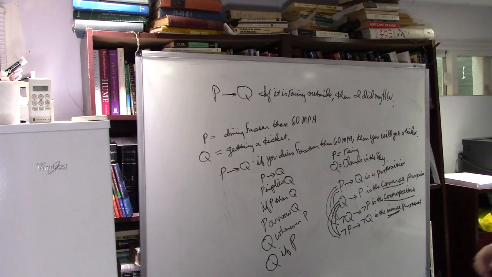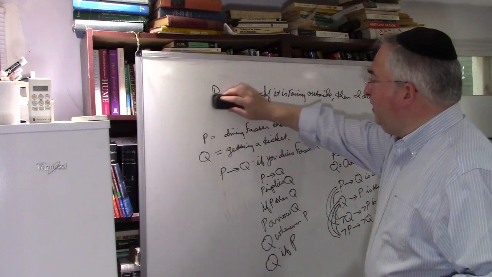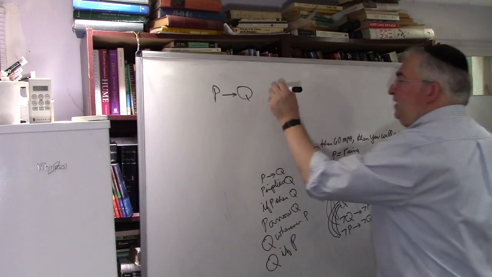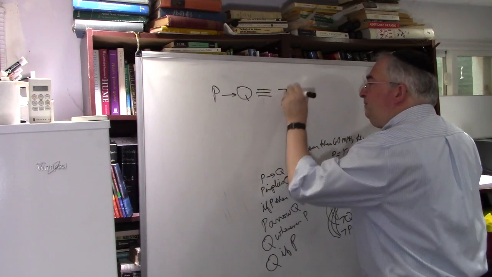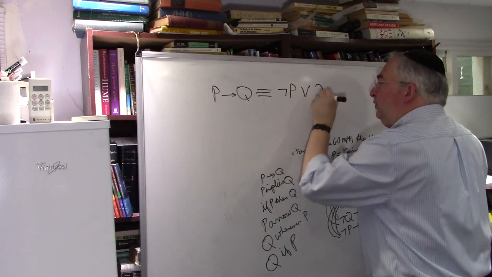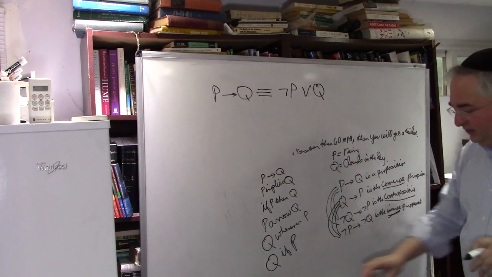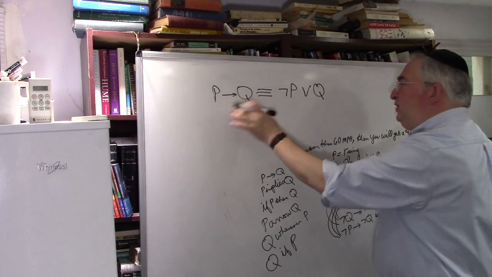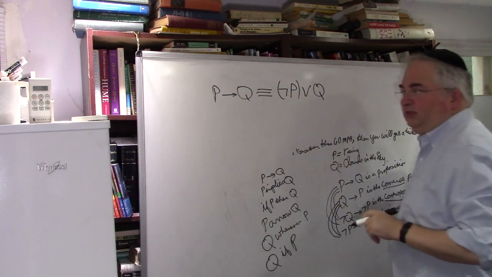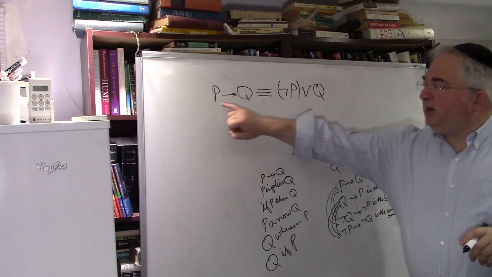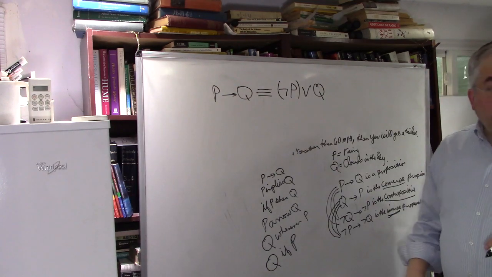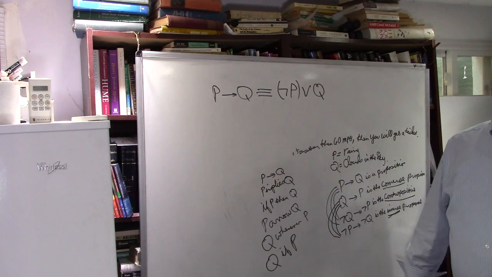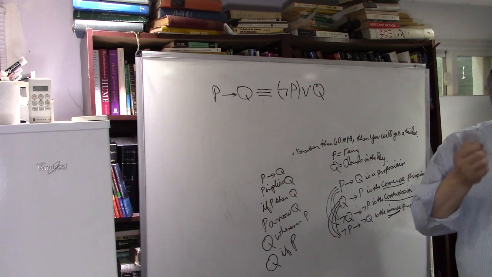I want to show you something else. Namely, you can write P arrow Q also as not P or Q. Okay? That's another way of writing it. So this is an operation, you can do this operation. Let's just see what this says. You ready? If you drive more than 50 miles an hour, you will get a ticket. That means don't drive more than 50 miles an hour or you'll get a ticket. It's the same thing.